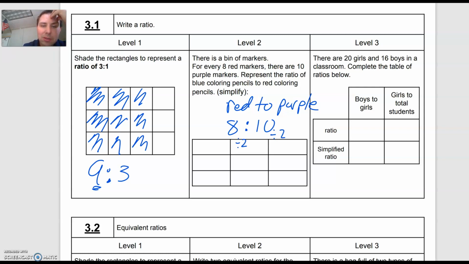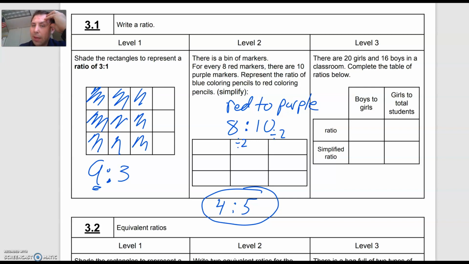I'm running out of space here, so I'm going to write right here. 8 divided by 2 would be 4, and then 10 divided by 2 would be 5. And now this is as far as I can go, so my ratio has been simplified to be 4-to-5. And that's it. That's all level 2 is asking.